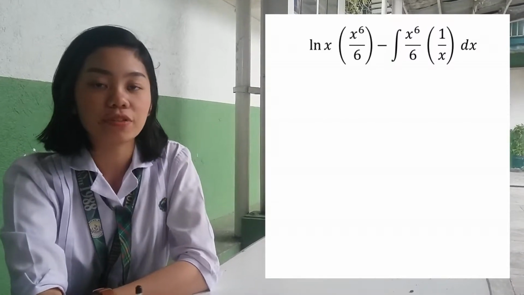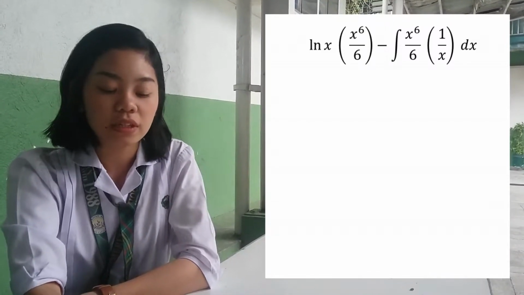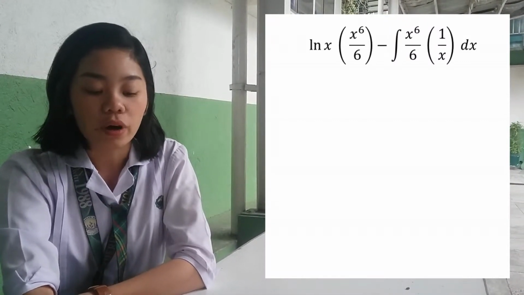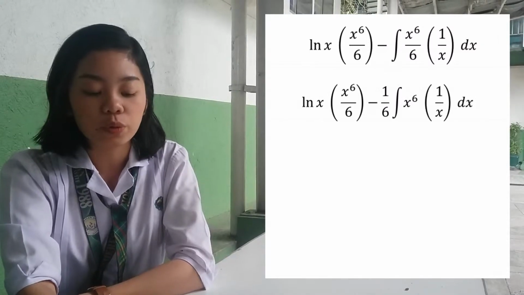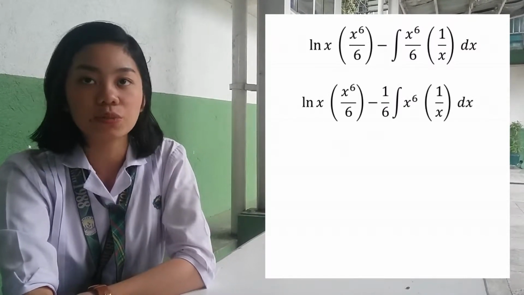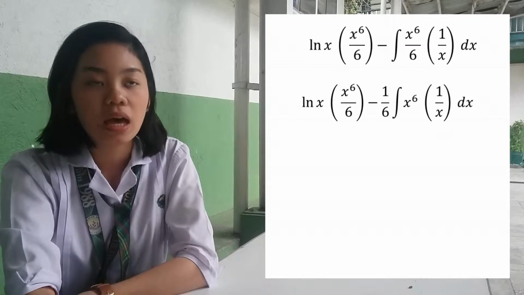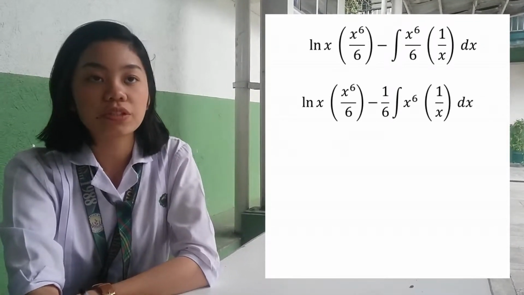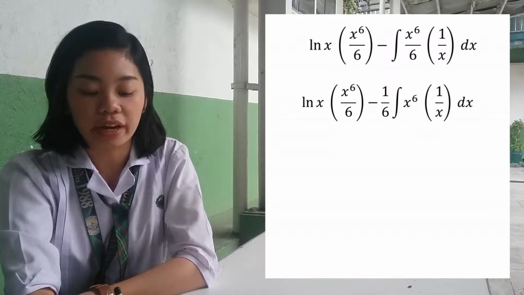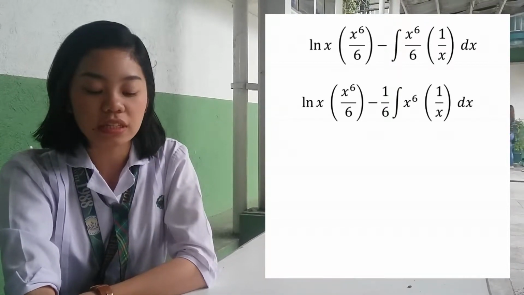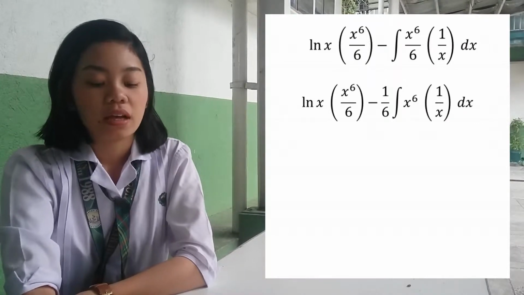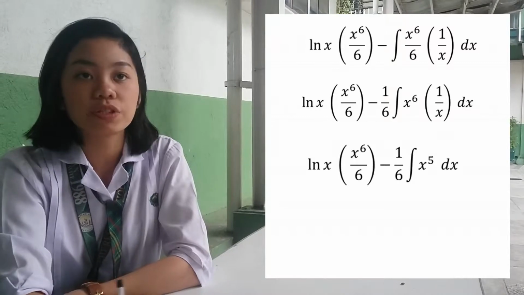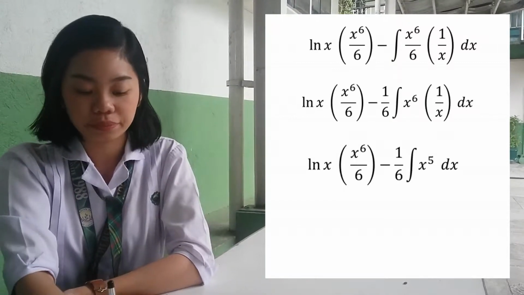So the next step is to factor out the constant. As we can see, x raised to 6 over 6 has a constant on it, which is 1 over 6. So it will be ln x times x raised to 6 over 6 minus 1/6, and the integral of x raised to 6 times 1 over x. As we can see, x raised to 6 and x can be cancelled out. Hence, we can cancel out 1 over x, and then x raised to 6 will become x raised to 5.